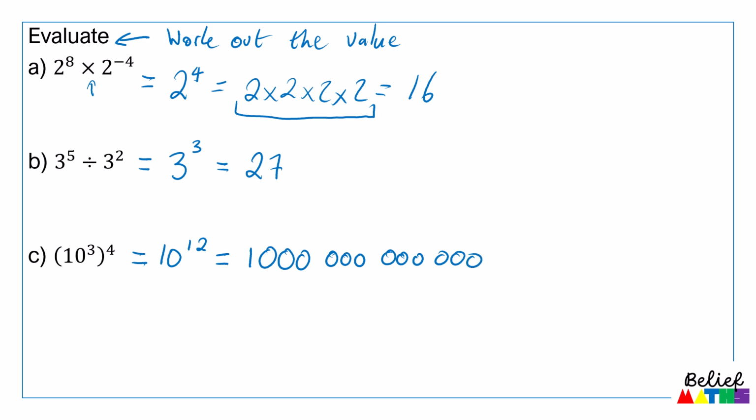So in each of these cases, the difference between simplify and evaluate is that simplify means you have to get it down to 2 to the power of 4, 3 to the power of 3, 10 to the power of 12 in these questions. But to evaluate means you need to work out the value. So work out what 2 to the power of 4 is, what 3 to the power of 3 is, or what 10 to the power of 12 is.